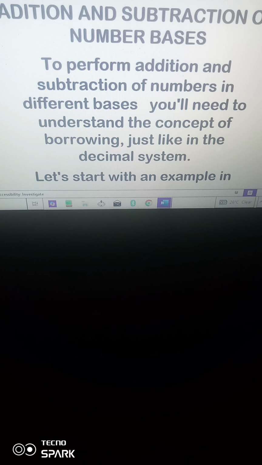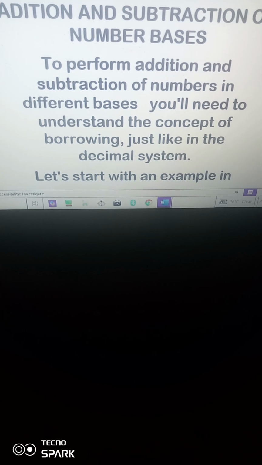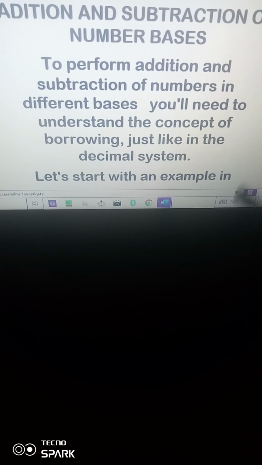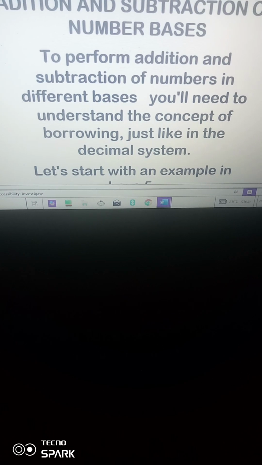To perform addition and subtraction of numbers in different bases, you will need to understand the concept of borrowing, just like in the decimal system. When we talk about the decimal system, we mean the base 10 system. Base 10, or you call it either base 10 or decimal, or the tens and unit system. Let's go.